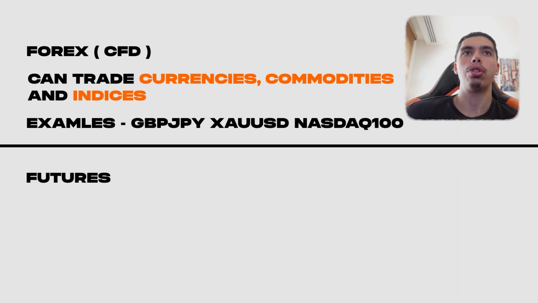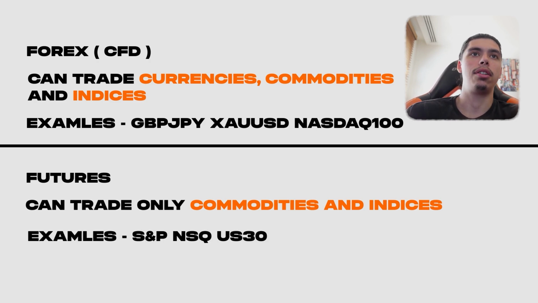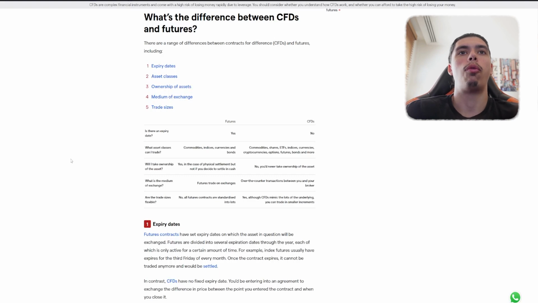I would say futures trading is going to be more focused towards commodities and of course indices, right? Such as S&P, NASDAQ and US30. That's going to be a lot more of a focus if you're a futures trader, which is going to be a part of this video. So I just wanted to give an overview of what it is, and you can see the differences here.